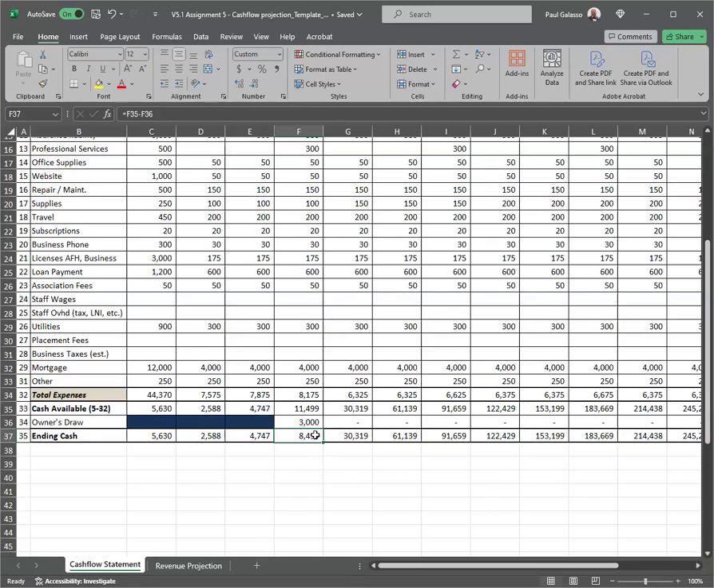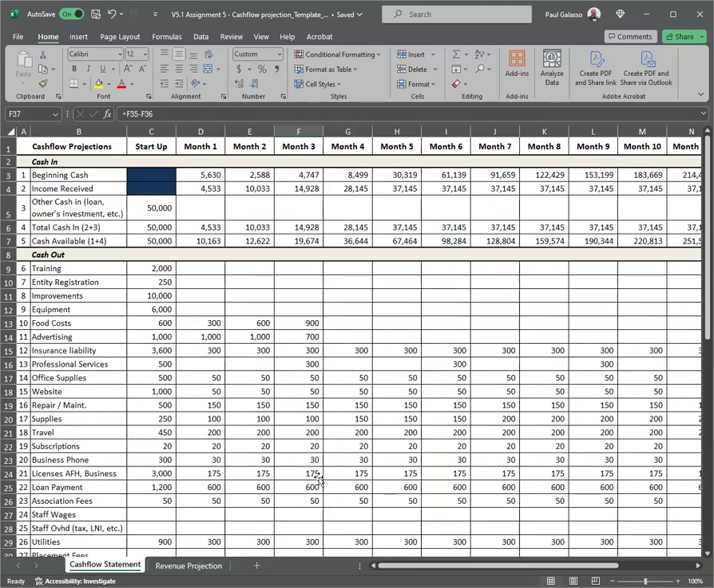So this month we're just going to take $3,000 just because we're not full strength yet as far as the number of residents that we have on hand. But soon we'll be able to start taking the full amount. So our ending cash is $11,499 minus the $3,000 that we take out for owner's draw, leaving us $8,499. Ending cash in month 3 is beginning cash in month 4 of $8,499.